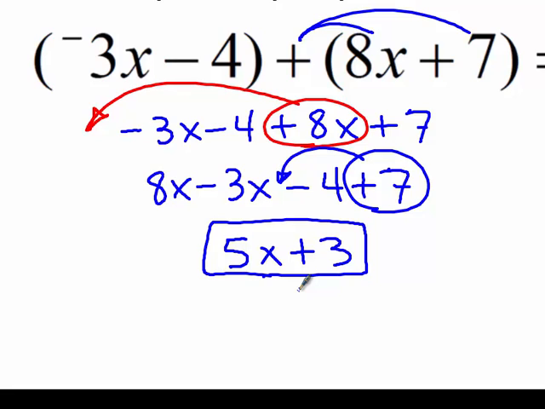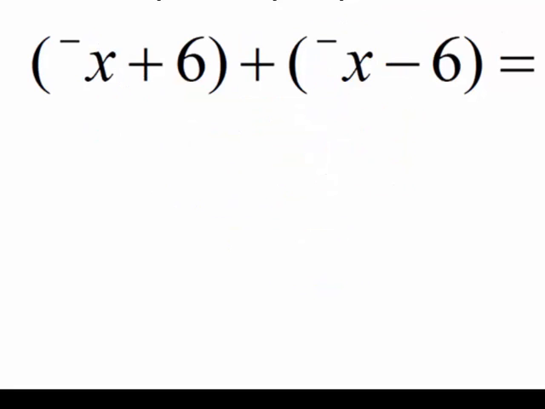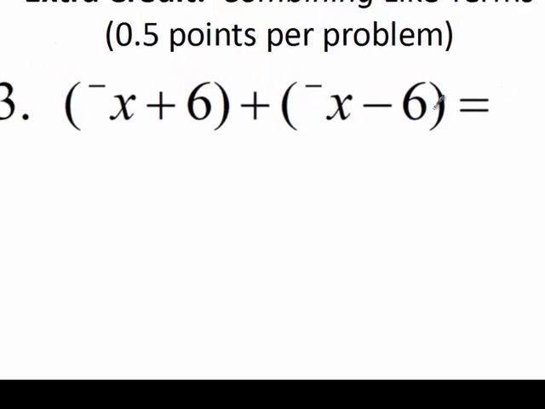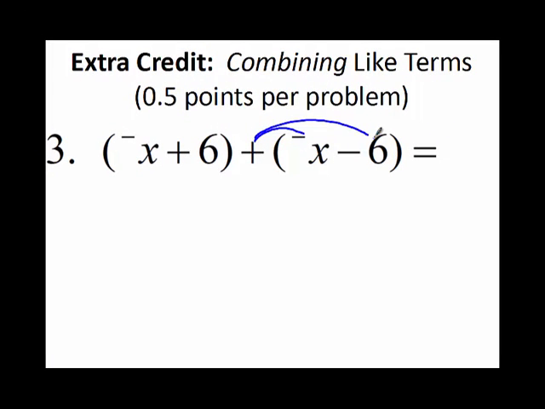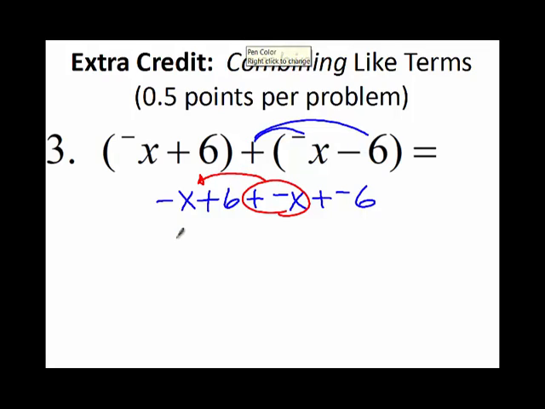Number 3. We have the quantity negative x plus 6 plus the quantity negative x plus 6. We are adding a negative x and adding a negative 6. Rewriting this, we have negative x plus 6 plus a negative x plus a negative 6. We can use the commutative property and combine that with the negative x. Negative x plus negative x is a negative 2x. And 6 plus a negative 6, we can say that that is going to be 6 minus 0.